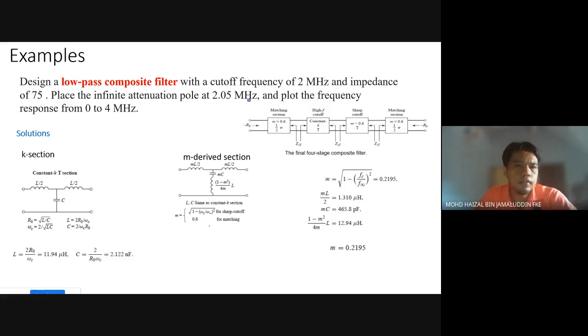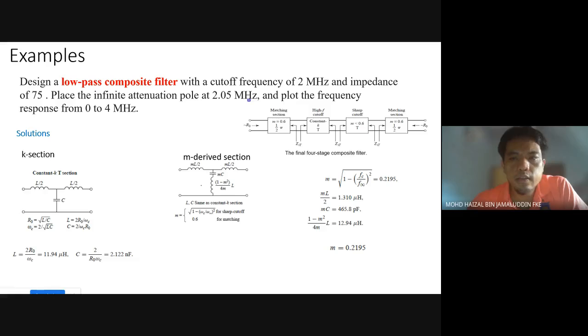Design a low-pass composite filter with a cutoff frequency of 2 MHz and impedance of 75 ohm. Place the infinite attenuation pole at 2.05 MHz and plot the frequency response from 0 to 4 MHz.